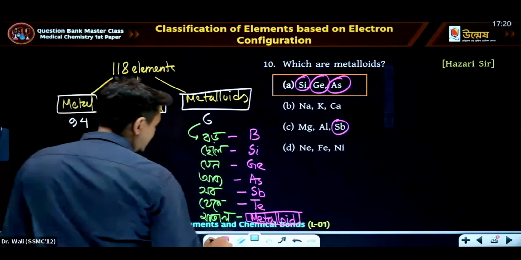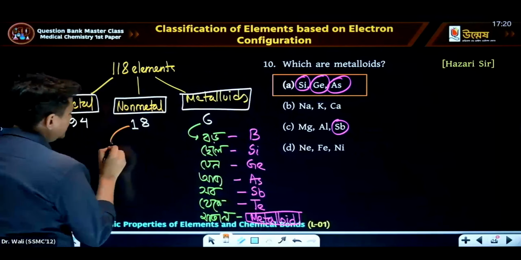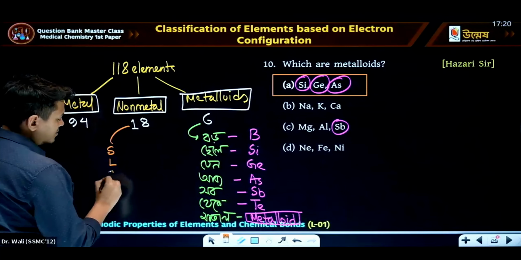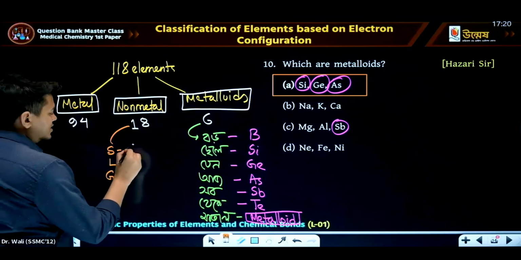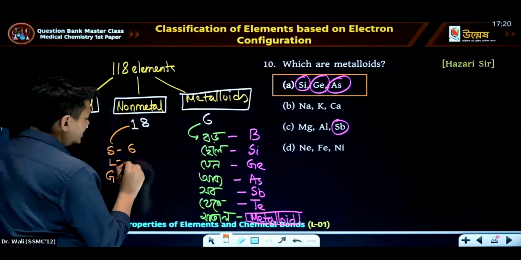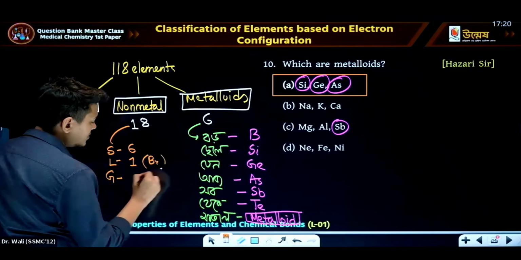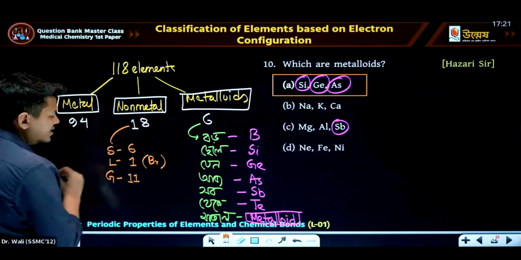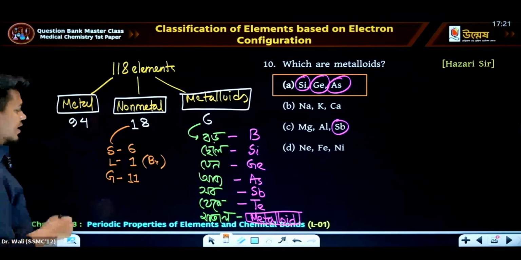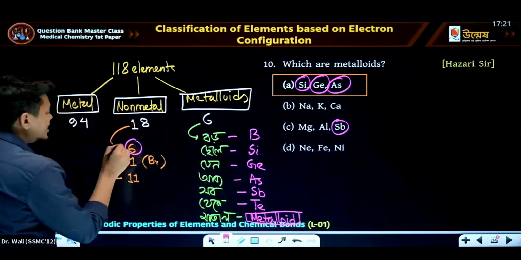Since I have already written the metals and non-metals, I should also write down some more information regarding these. There are some solid metals, some liquid metals, some gaseous metals. The number of solid non-metals is 6. The number of liquid non-metals is 1, which is bromine. And the remaining 11 non-metals are in gaseous state.